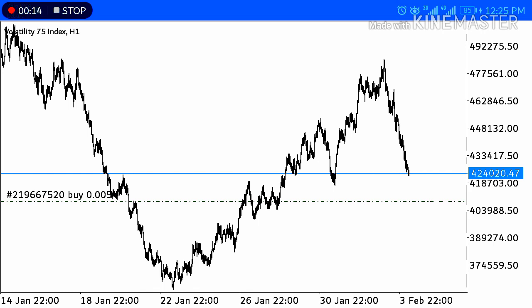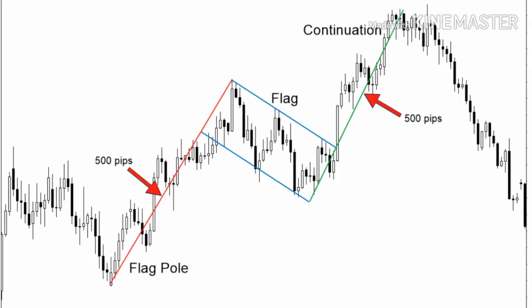Today, as I told you in the group, soon we will start price action based signal strategies, how we trade using price action. So this video is related to price action. Today we'll discuss the flag pattern, how we trade and how we analyze the flag pattern, how you find this.